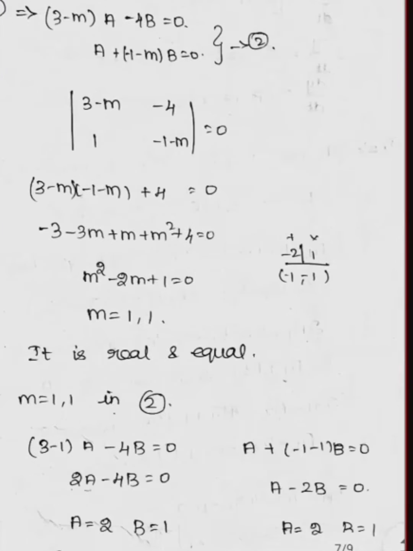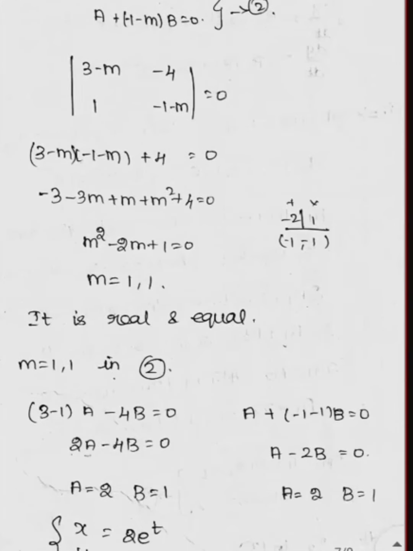That is a equal to 2b. So here you have to substitute b value equal to 1, then a value equal to 2 here. Here 2a equal to 4b means a equal to 2b. This also, you have to substitute b value equal to 1, a value equal to 2. Because it is real and equal, both the a value and b value are the same here. So a equal to 2 and b equal to 1 here.